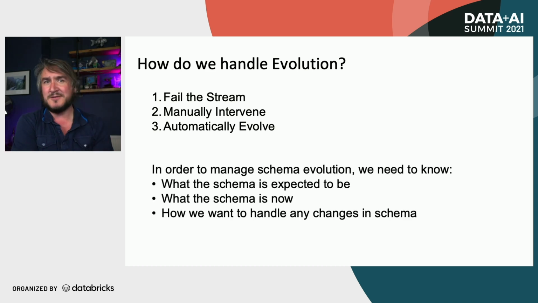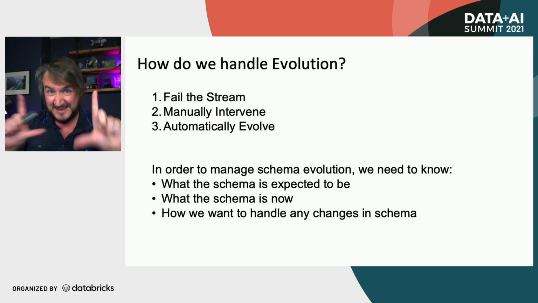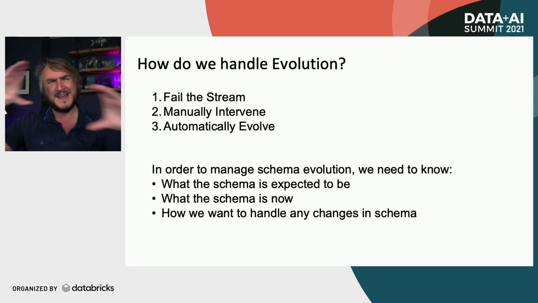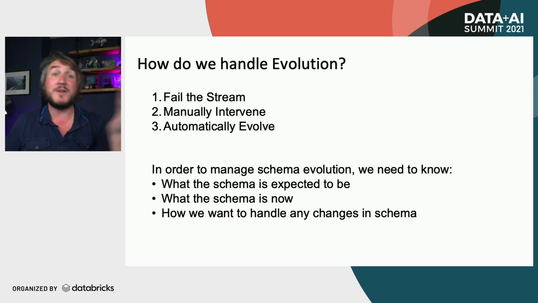So in order to do that, we kind of need to have a few bits of information. What is the schema expected to be? And that, in the previous demos, we're giving that in at the start. We're saying, this is the schema. This is the thing I want you to deal with. Then what the schema is now. So if that was my schema, and this is my schema now, do they still match? Do they not match? And then what to do in the case that they don't match. So we can kind of dig into that and work out what's actually happening there.